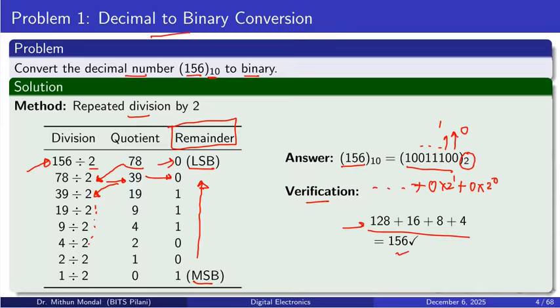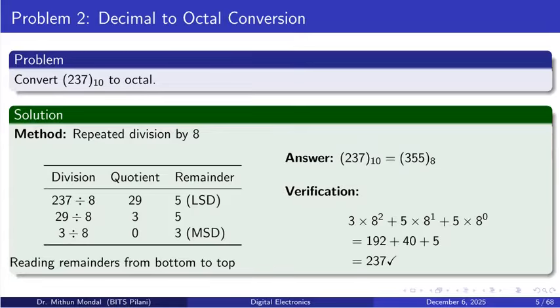So that indicates that whatever calculation we have done is correct. Problem number 2, where we have the decimal number and now we need to convert to octal. The number that we have taken is 237, and this is in decimal format, so it is in base 10, and we need to obtain the octal conversion, which is in base 8.